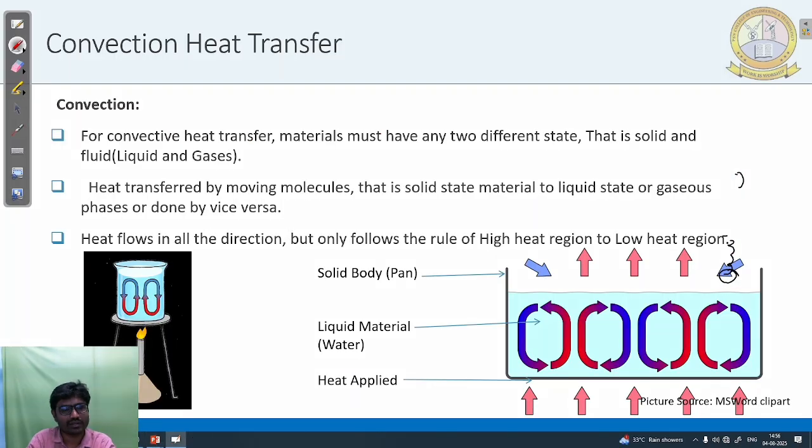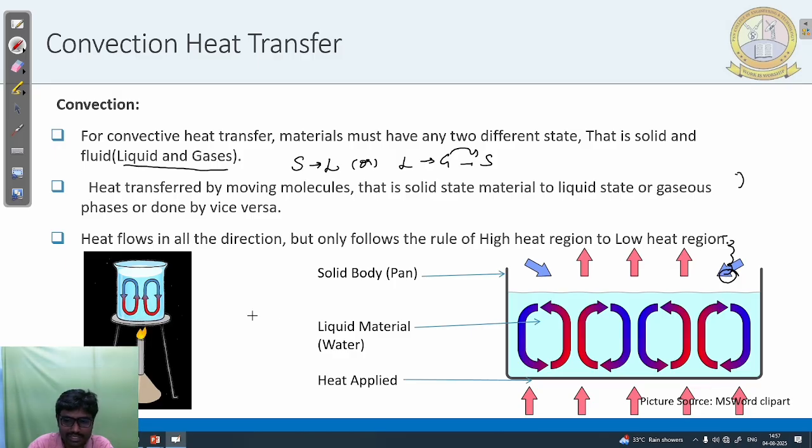Convection is nothing but, as I mentioned already, it happens between two mediums, either from solid to liquid, or from liquid to gas, or from gas to solid. Either way, the heat transferring between these two different mediums, we call it convection. And here also the molecules behave as the main part. As a simple example, take a vessel, pour water inside it, and heat the bottom of the flask or vessel.